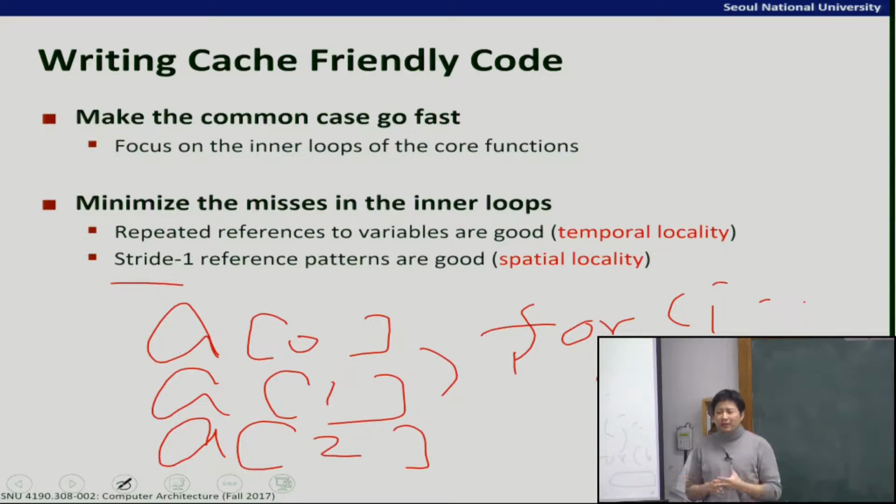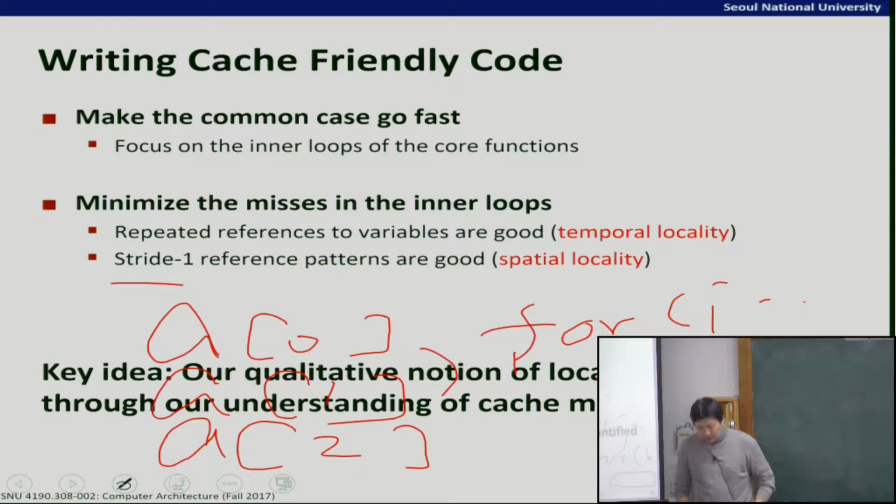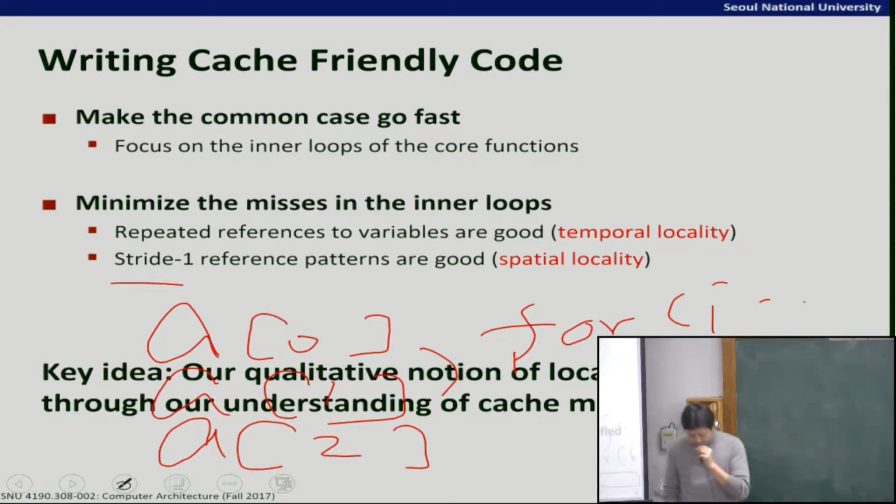Stride 2 is also fine. Stride 2 is maybe 0, 2, 4, 6, 8. It's not as good as 1, but there is still ample spatial locality, so it's okay. But if you have a random access pattern, or very long strided accesses, then it's probably not very good. Okay. So the key idea is that you want to apply these ideas to optimize code. Let me give you an example of how you can optimize loops for cache performance.